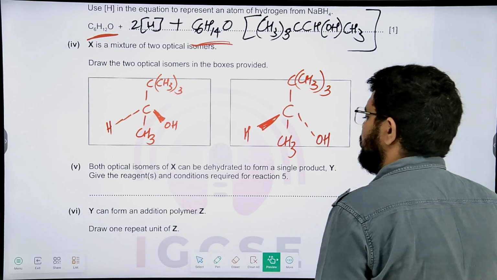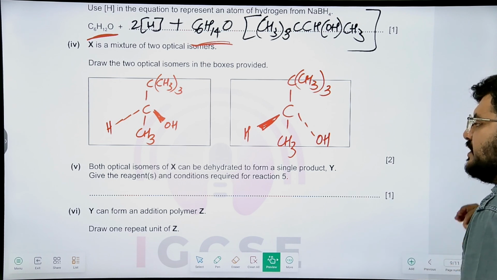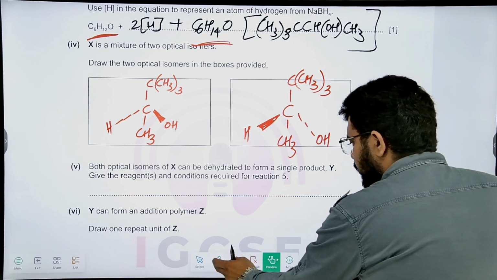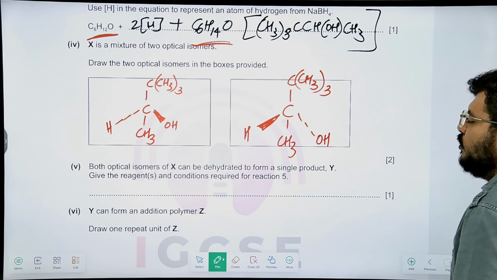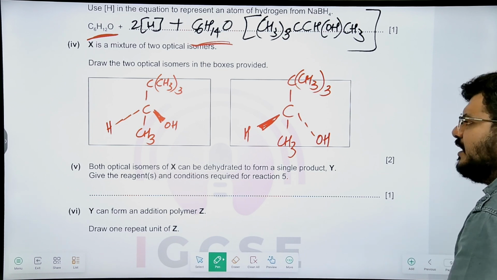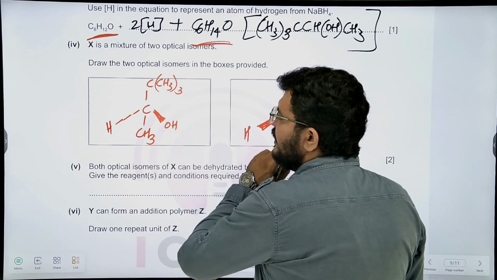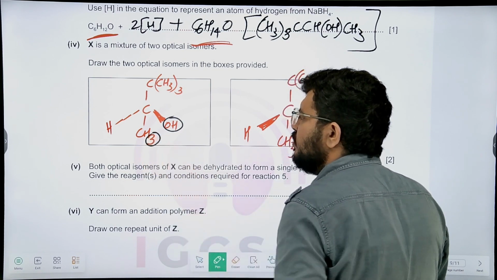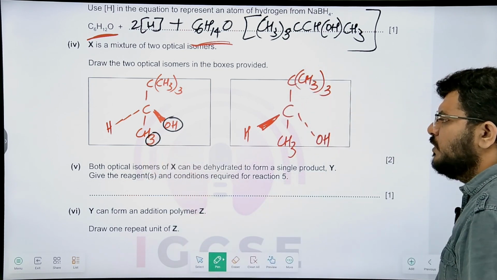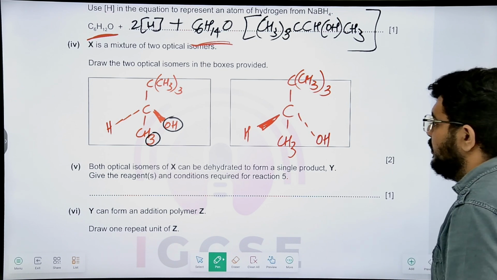Both optical isomers can be dehydrated to form a single product Y. Give the reagents and conditions required for this reaction. So what do I want to eliminate? I want to eliminate OH minus and a double bond will form, right? This OH minus can be removed and hydrogen from here can be removed to form a double bond. Okay. Reagents and conditions required.